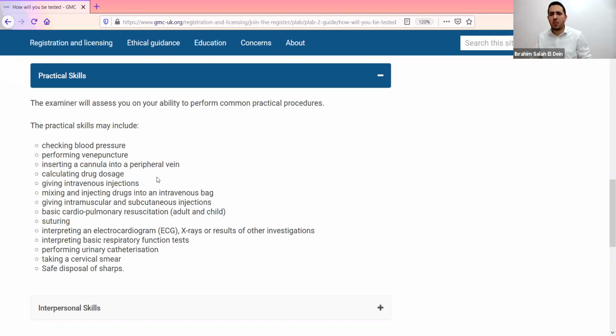Even at some stations, you don't need to open the BNF, because you will know the dosage. You need to act like you are opening the BNF. We will talk about it later.